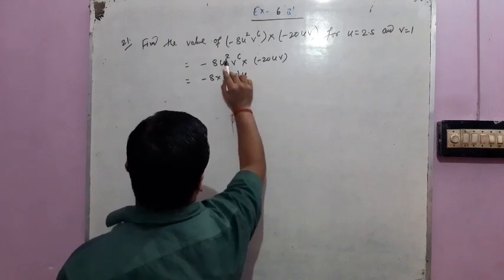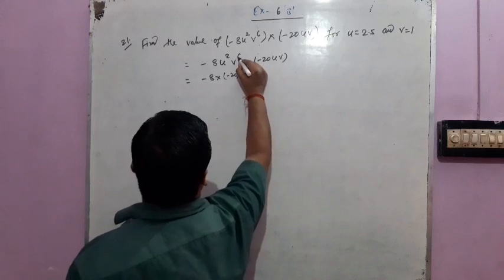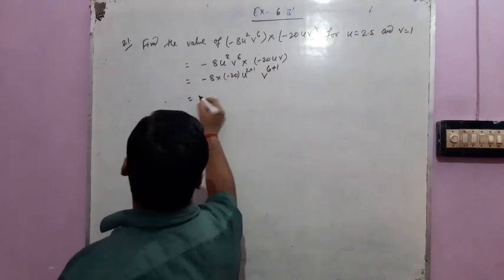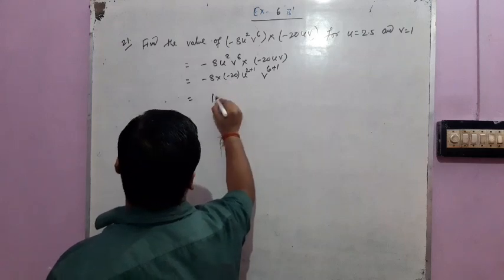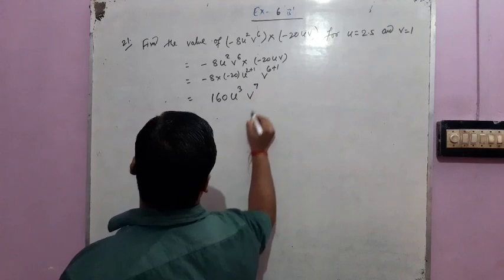Now add the exponents of the same variables: 2 plus 1 here, and for v the power is 6, so 6 plus 1. Now the product is 160 u cube and v to the power 7.